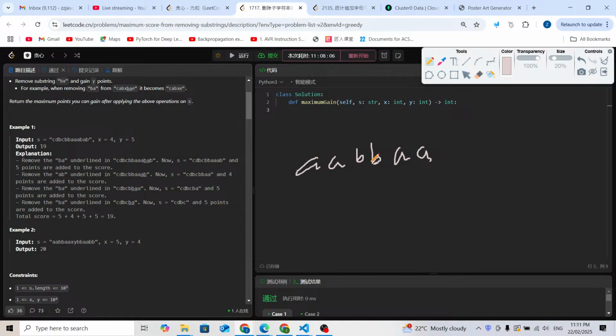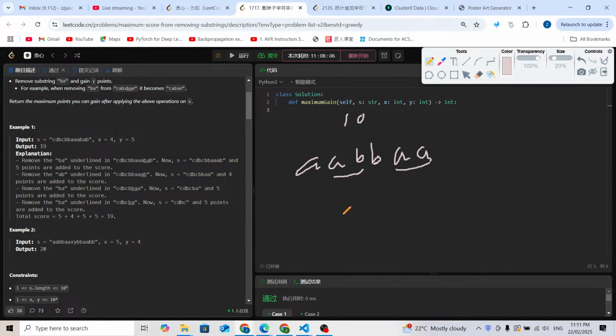If we remove AB first, or if we remove BA first, it's going to be easy because we can use a stack. You can see the whole operation. For example, if we remove AB, we put the letters inside the stack, and when we check this B, the A is inside the stack and this B is what we are currently checking, so we pop it out. We get a score of 10, and what is left behind is A and A.